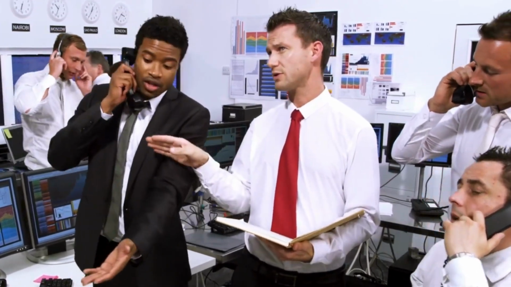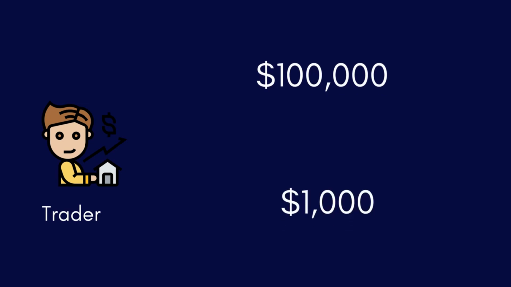For example, if a trader opens a $100,000 position in Forex with a 1% margin requirement, they only need $1,000 as collateral. However, if the market moves against them and their equity falls below the maintenance margin threshold, the broker will issue a margin call.